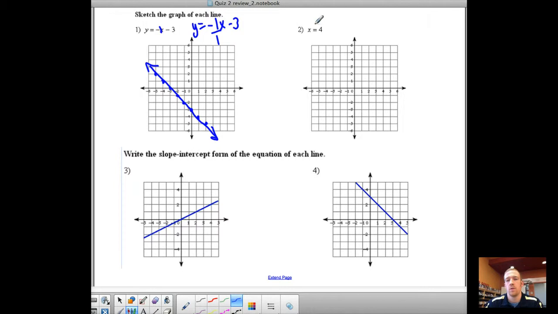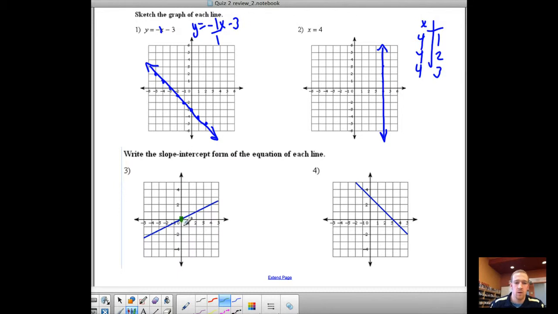Alright, x equals 4. Well, that's undefined, and that's going to be when the x value is always 4. So anything you want here. 4, 1, 4, 2, 4, 3, right? It's a vertical line through x is 4. Alright, so now we want to find the equation of this line.